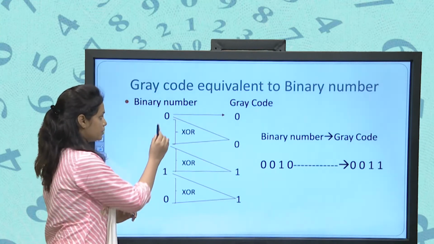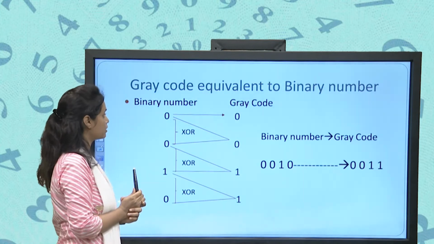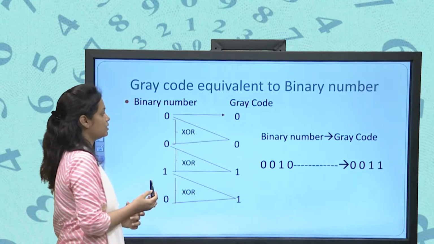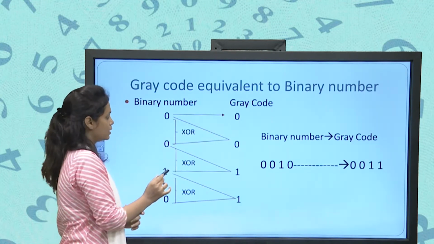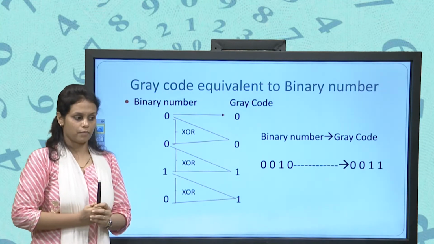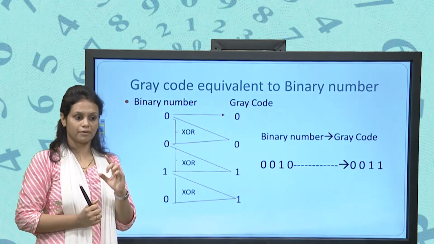For our first bit will remain as it is. While we are converting binary number to the gray code, our first bit remains as it is, right? So 0 is remaining 0. Now we will make the pair of the two bits from the first bit. First we will make the pair of the first and second bit.